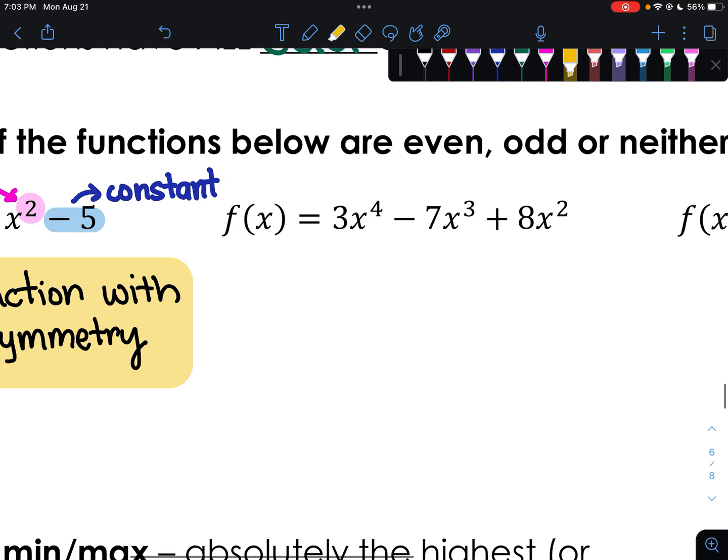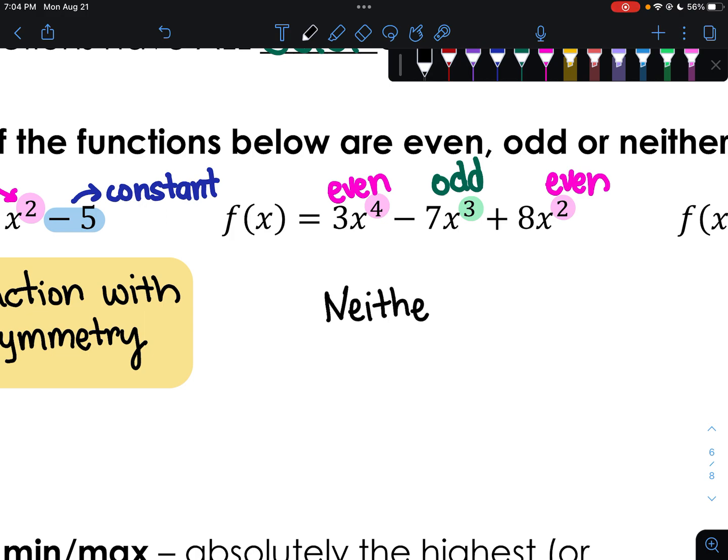Looking at the next one, I see that I have an exponent of 4, but then I have an exponent of 3, and then I have an exponent of 2. So I have some even exponents, and I have an odd exponent. Okay, my two rules said I either have all even or all odd. In this case, it's a mix, so therefore this is neither even nor odd, and it has no type of symmetry.